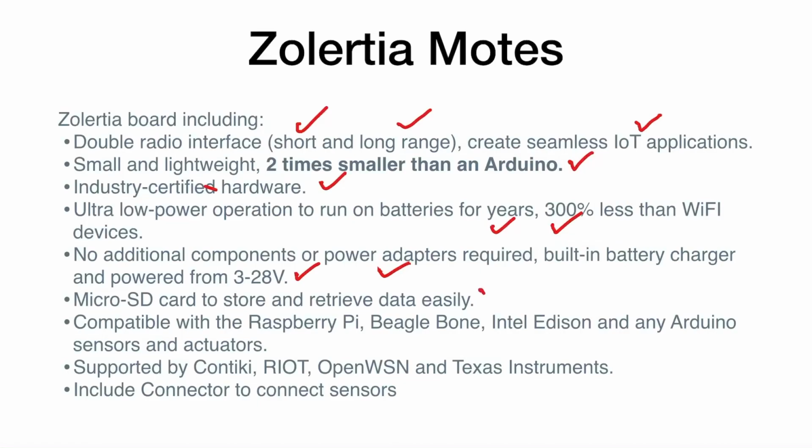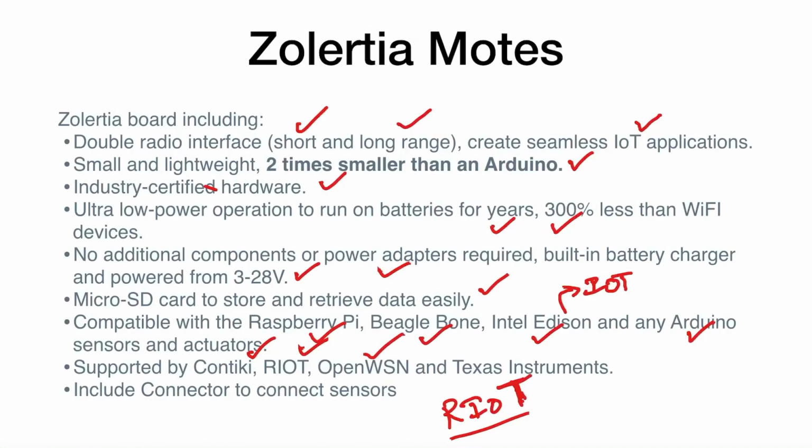And a micro SD card is available here. Compatible with the Raspberry Pi, BeagleBone, Intel Edison, and any Arduino sensors and actuators. Intel Edison is a board mainly for IoT by Intel, and BeagleBone is another kind of IoT board. So it is compatible with all of these. Supported by Contiki OS, RIOT, which is a different operating system. In case you want to experience it, you can refer to it. I also uploaded study material on RIOT that I wrote for a magazine some time back. And also OpenWSN, the recent one being programmed, which is in development, Open Wireless Sensor Networks. So it supports these operating systems.